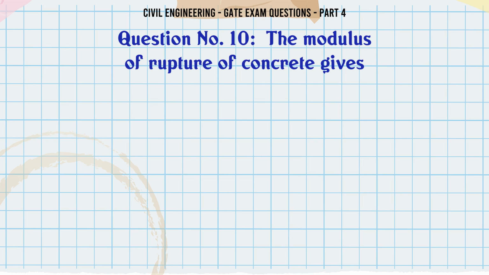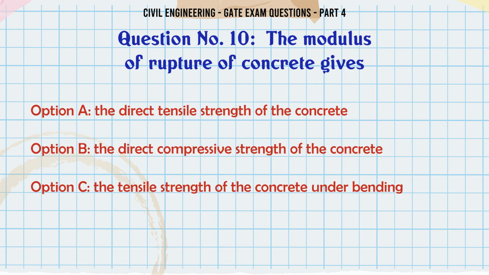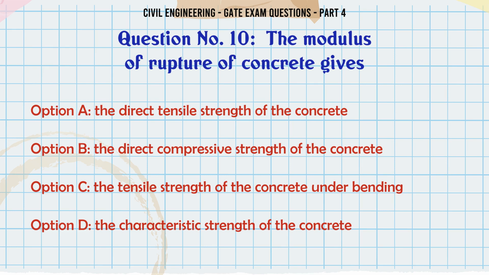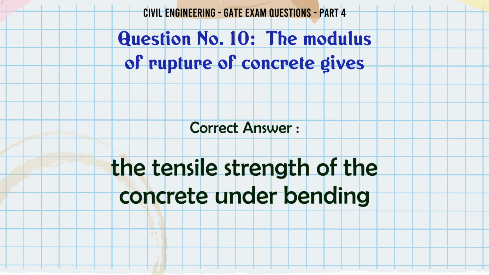The modulus of rupture of concrete gives A. The direct tensile strength of the concrete, B. The direct compressive strength of the concrete. C. The tensile strength of the concrete under bending. D. The characteristic strength of the concrete. The correct answer is the tensile strength of the concrete under bending.